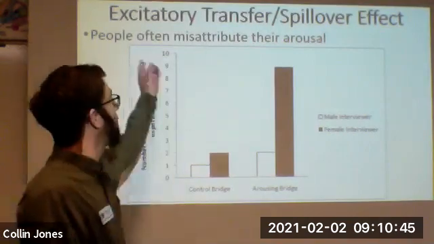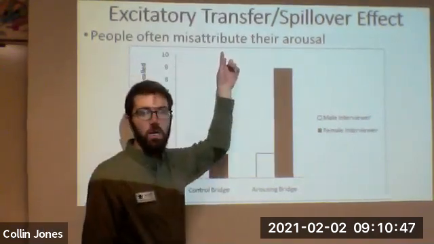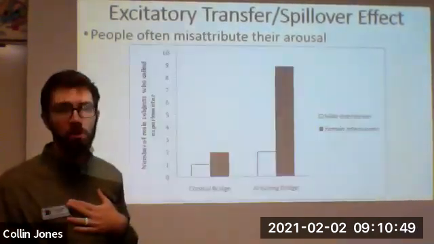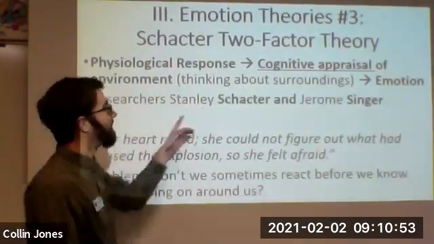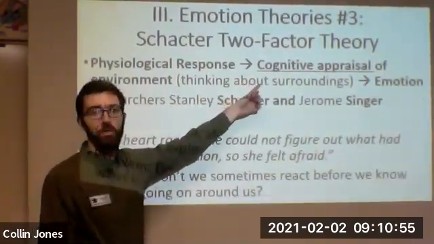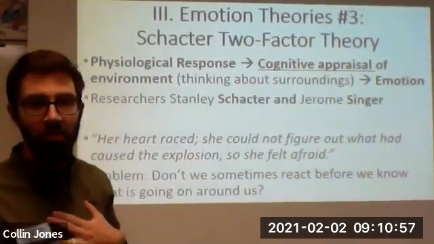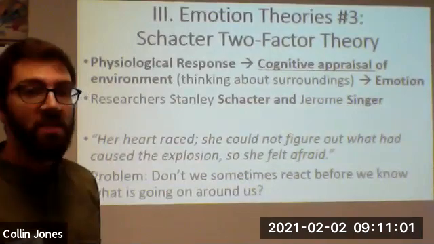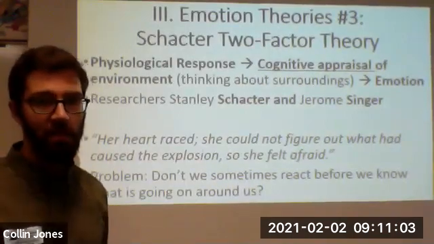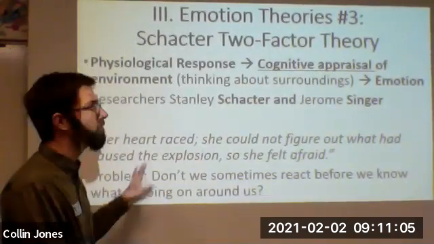What they found is that people often don't understand why their body is doing the things it is doing. So what happens with this Schachter-Singer two-factor theory is that sometimes we misattribute, we misread our own feelings. We think we're mad when we're really excited. We think we're scared when we're really anxious, okay? So that's interesting.